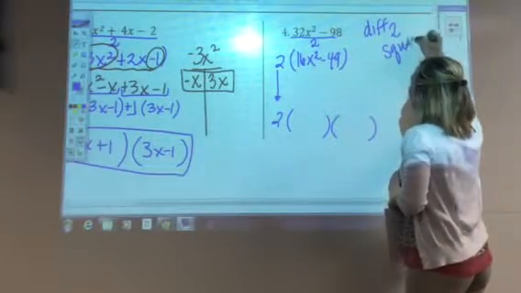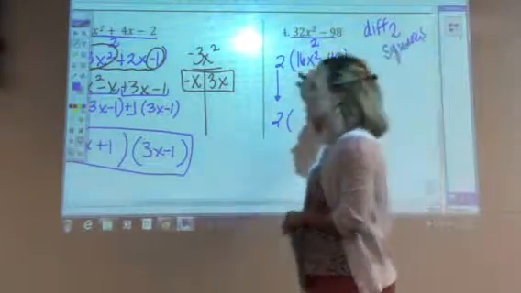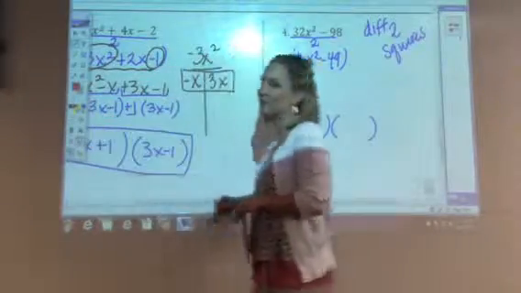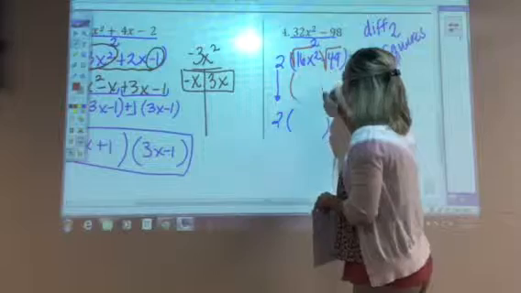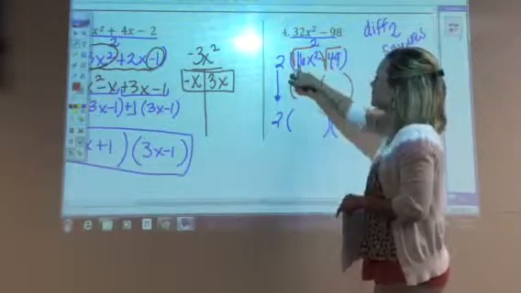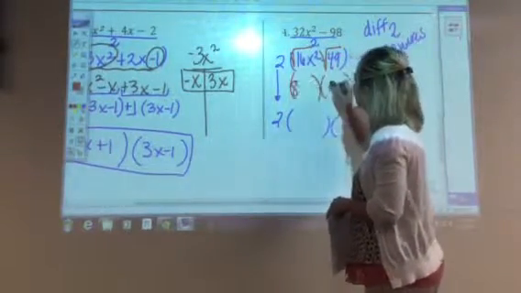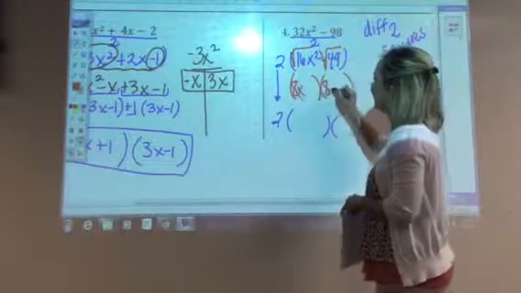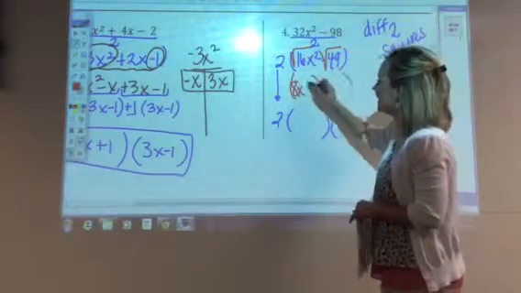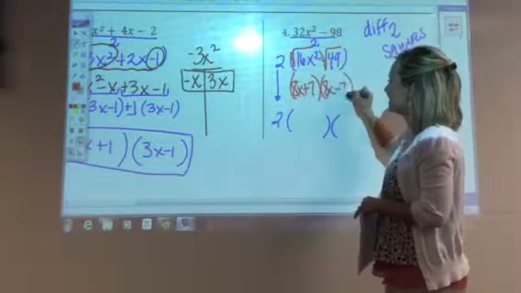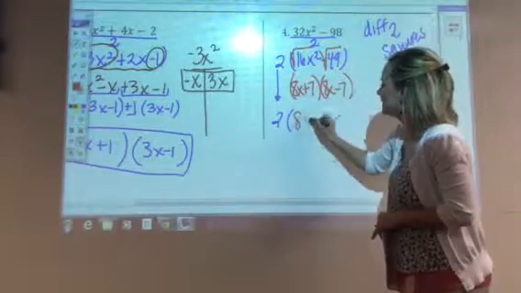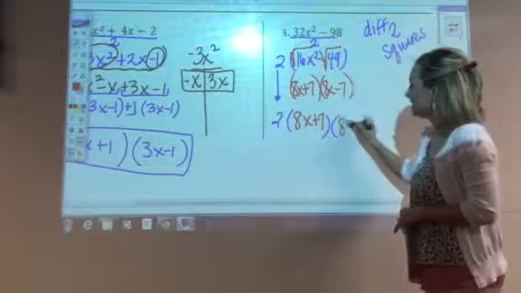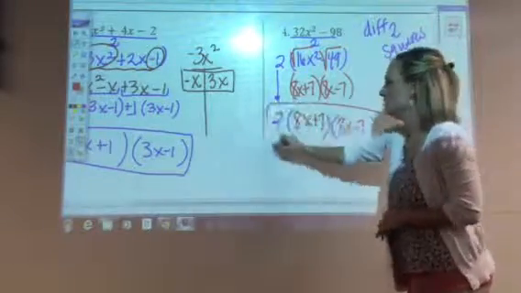Okay? So remember from last time, we take the square root, we've got our 2 parentheses. The square root of 16 is 4, so 4x, and the square root of 49 is 7, plus 7 and minus 7. So my answer is going to be 2 times 4x plus 7 and 4x minus 7. And now you are done.